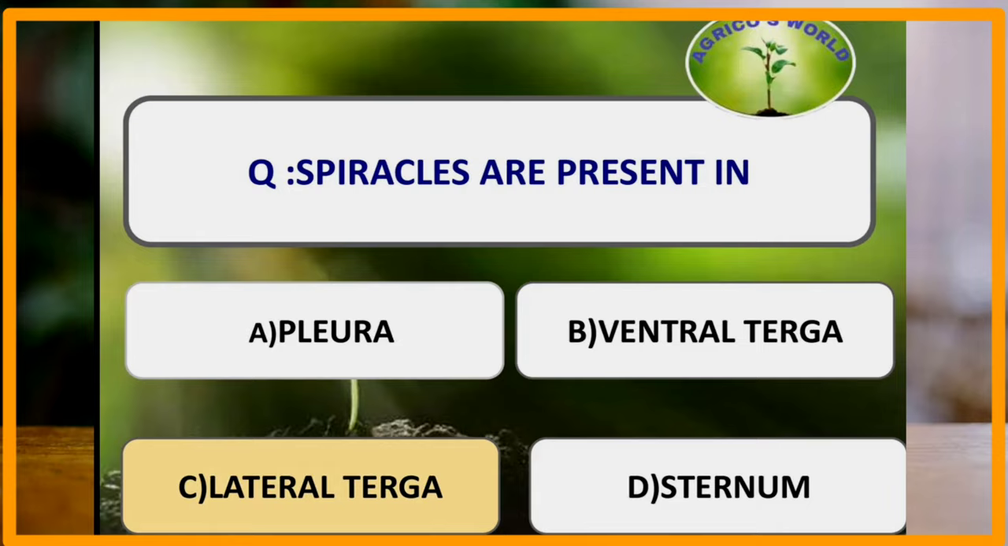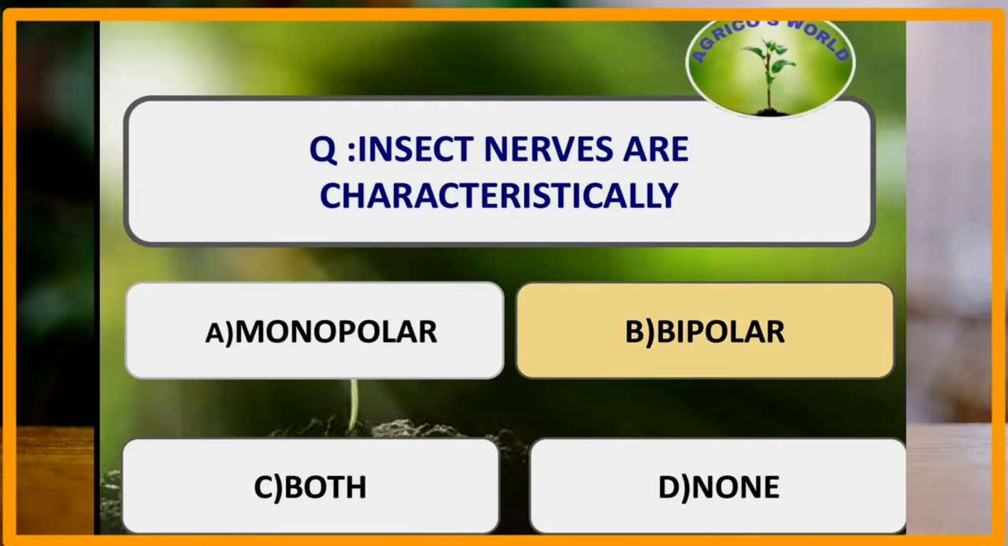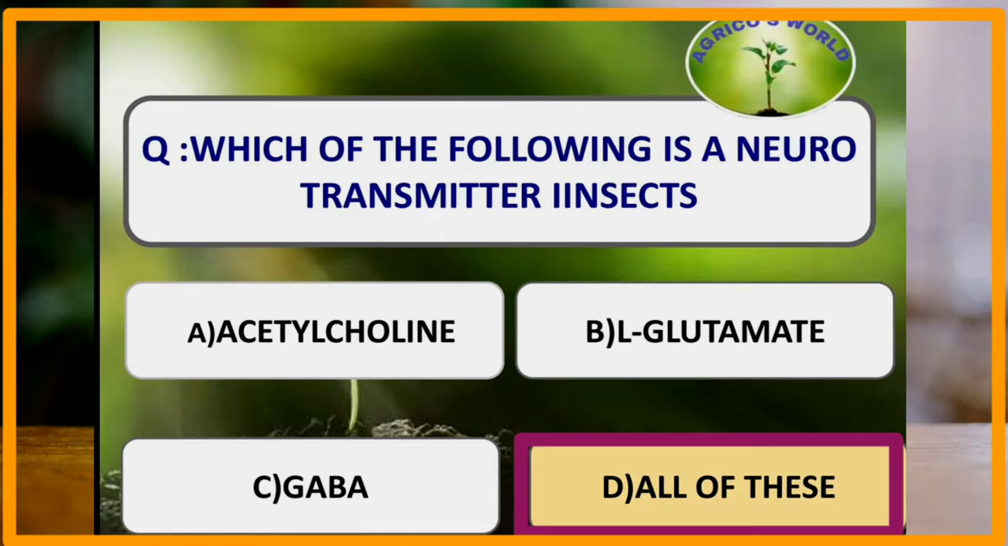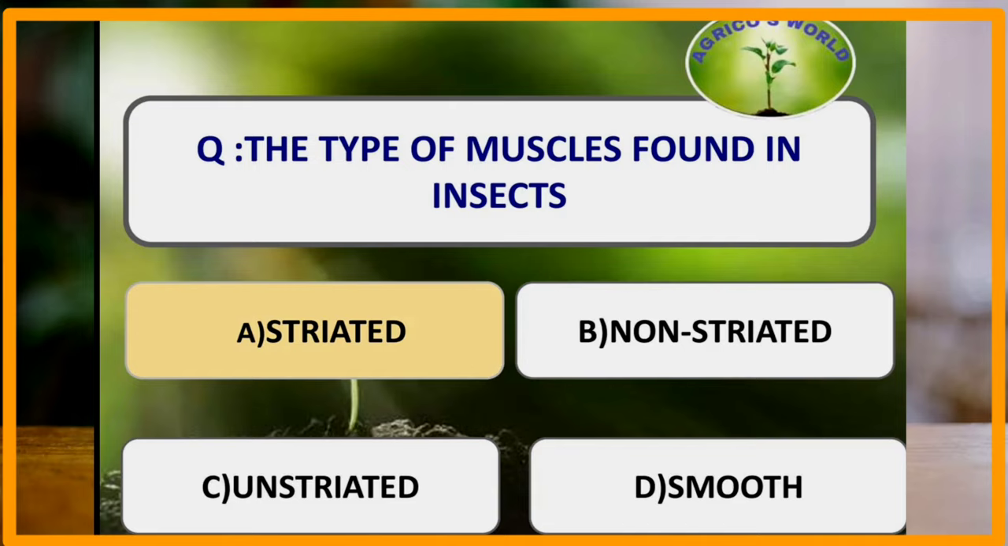Spiracles are present in which part of the insect? Spiracles are present in the lateral terga of the insect body. Insect nerves are characteristically bipolar. Which of the following is a neurotransmitter in insects? Acetylcholine, L-glutamate and GABA. All the three are the neurotransmitters in insects. The type of muscles found in insects are striated type of muscles.